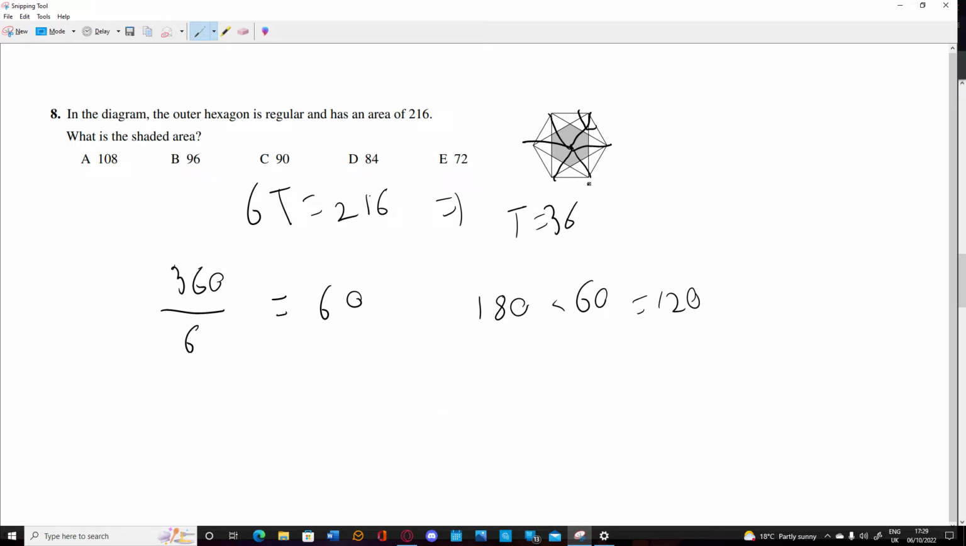So we know each of these angles here are 120, and because we know these triangles are going to be congruent, each triangle is therefore going to be equilateral. It's going to be at 60 degrees, so this is going to be an equilateral triangle because this is going to be 60 as well. So this is going to be 60 up here.